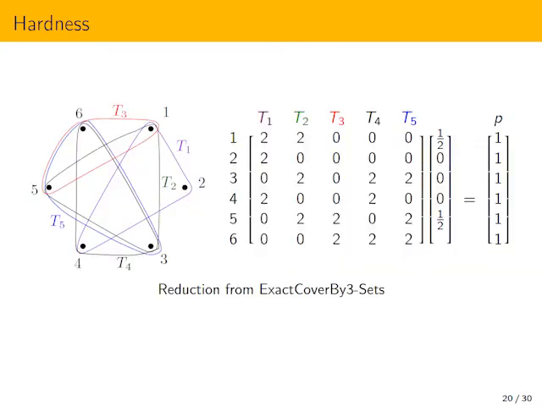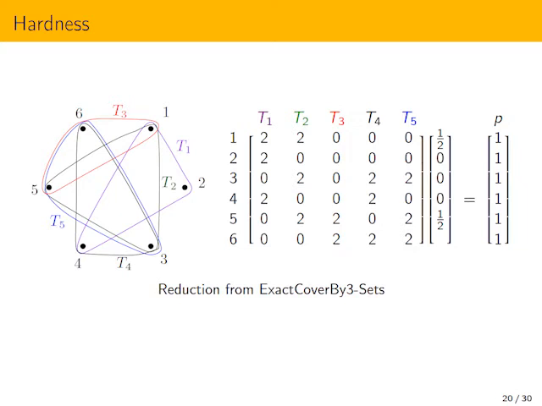In the left figure, we demonstrated an instance of exact cover by 3 sets with 6 elements and a collection of 5 sets, T1 to T5, each containing 3 elements. For example, T1 contains 1, 2, and 4, and T2 contains 1, 3, and 5. We construct an instance of deciding CNP as follows.